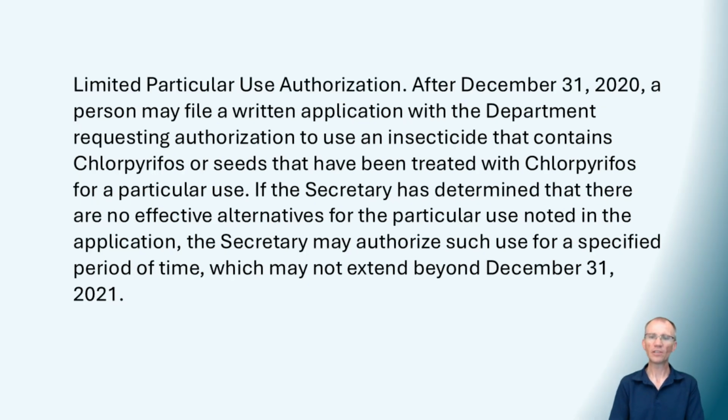Limited particular use authorization. After December 31st, 2020, a person may file a written application with the Department requesting authorization to use an insecticide that contains chlorpyrifos or seeds that have been treated with chlorpyrifos for a particular use. If the Secretary has determined that there are no effective alternatives for the particular use noted in the application, the Secretary may authorize such use for a specified period of time, which may not extend beyond December 31st, 2021.